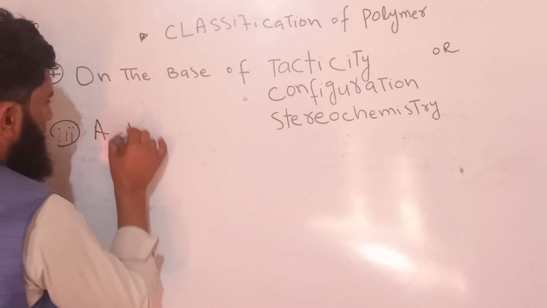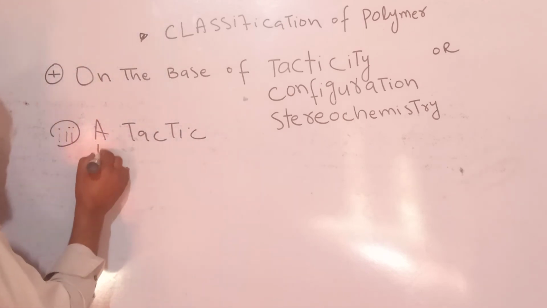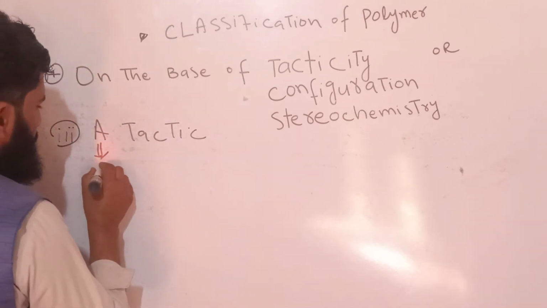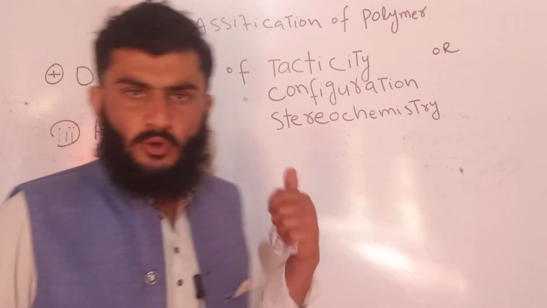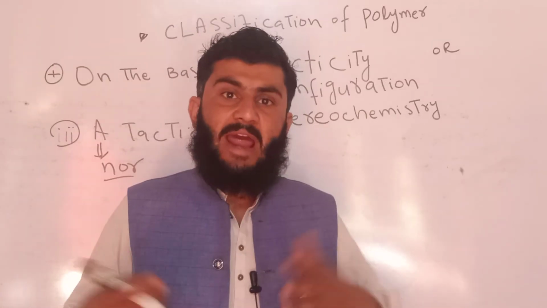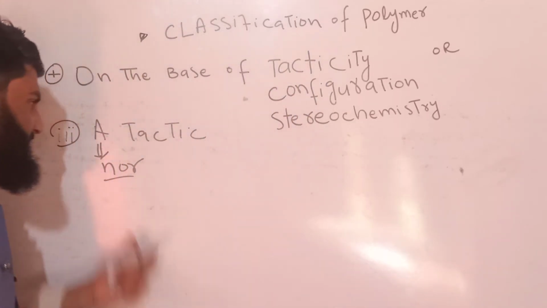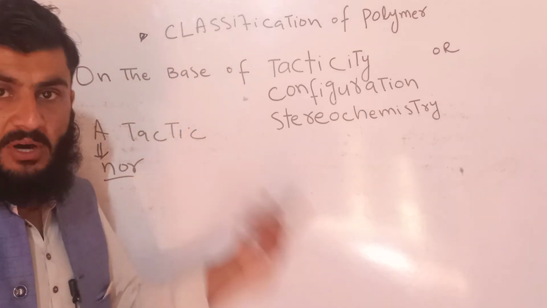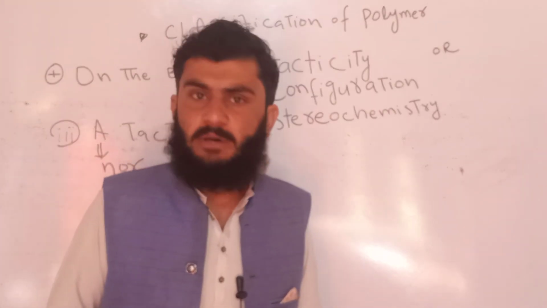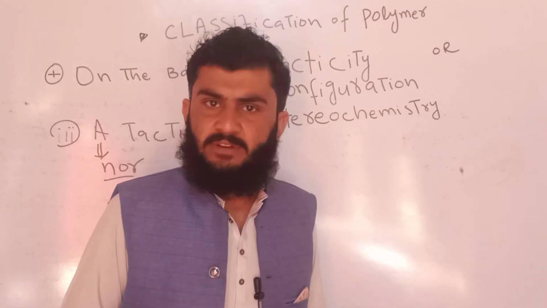So again I want to discuss the third type of tacticity, that is atactic. Here a means no, absence; a shows absence. So for example, this is such a type of atactic polymer, or such type of polymer which has no tacticity, which has no pattern of tacticity.